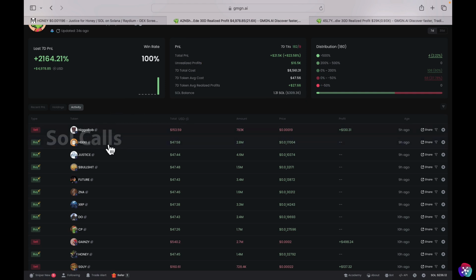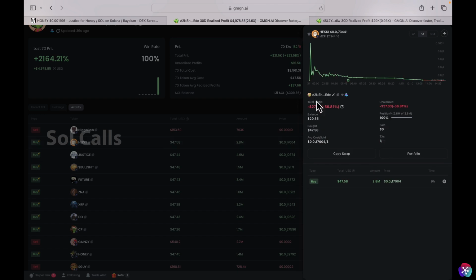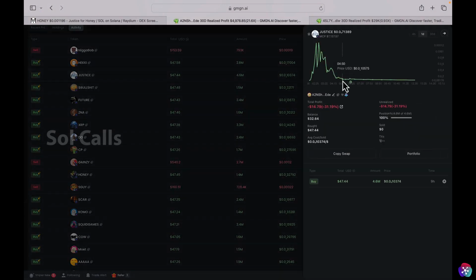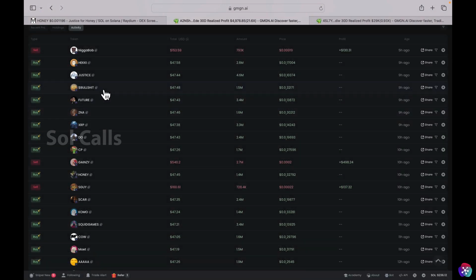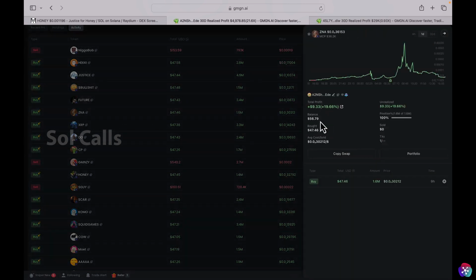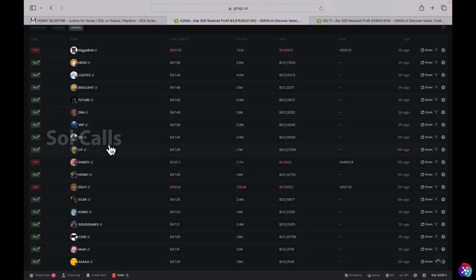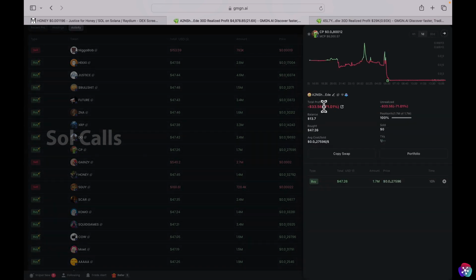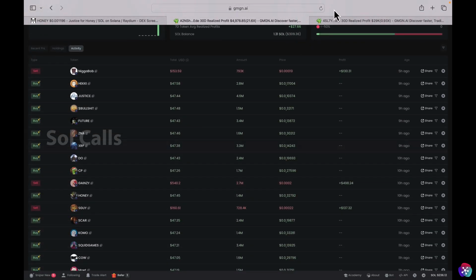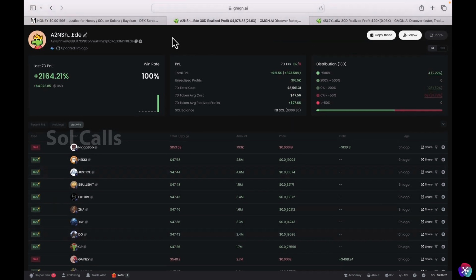For example, if I click on this one, he actually lost money in here, and probably this wouldn't go up. This one, he lost money. He lost money. Well, a little profit. This one, he lost money. That's not actually a good wallet to track. He has many transactions and most of them led to loss.